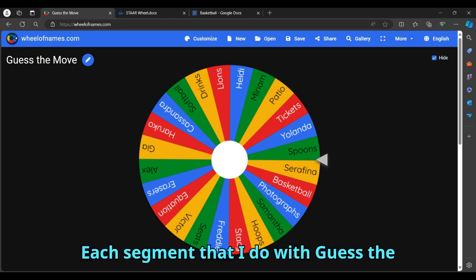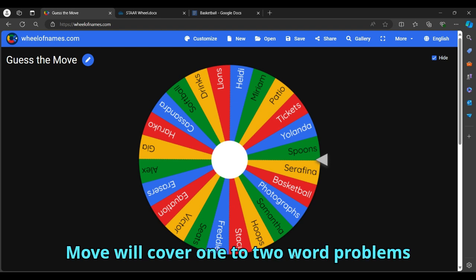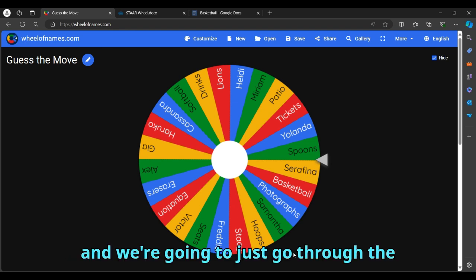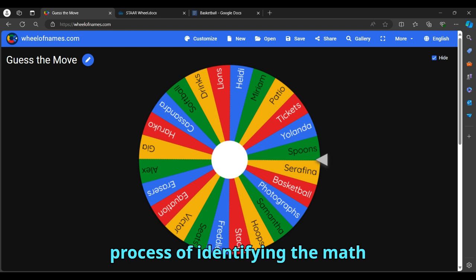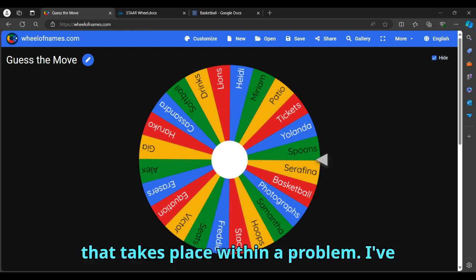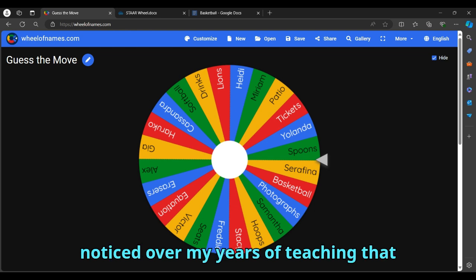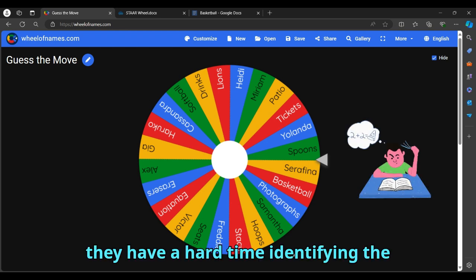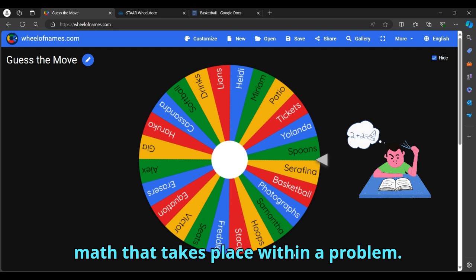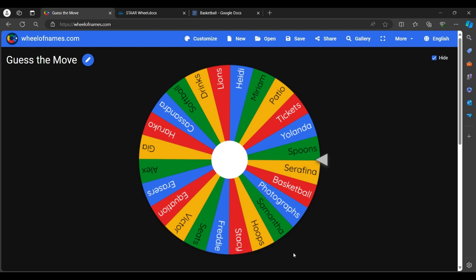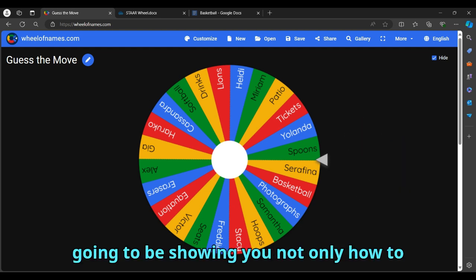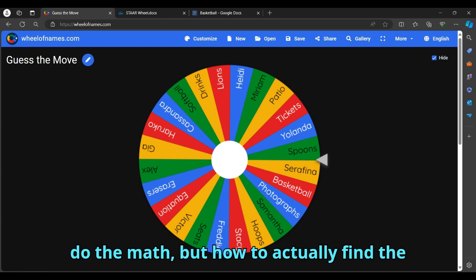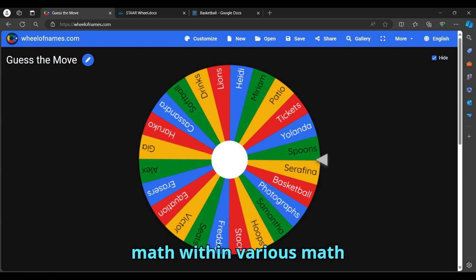Each segment that I do with Guess the Move will cover 1 to 2 word problems, and we're going to just go through the process of identifying the math that takes place within a problem. I've noticed over my years of teaching that although some students can do math, they have a hard time identifying the math that takes place within a problem. Throughout this segment of videos, I am going to be showing you not only how to do the math, but how to actually find the math within various math scenarios.